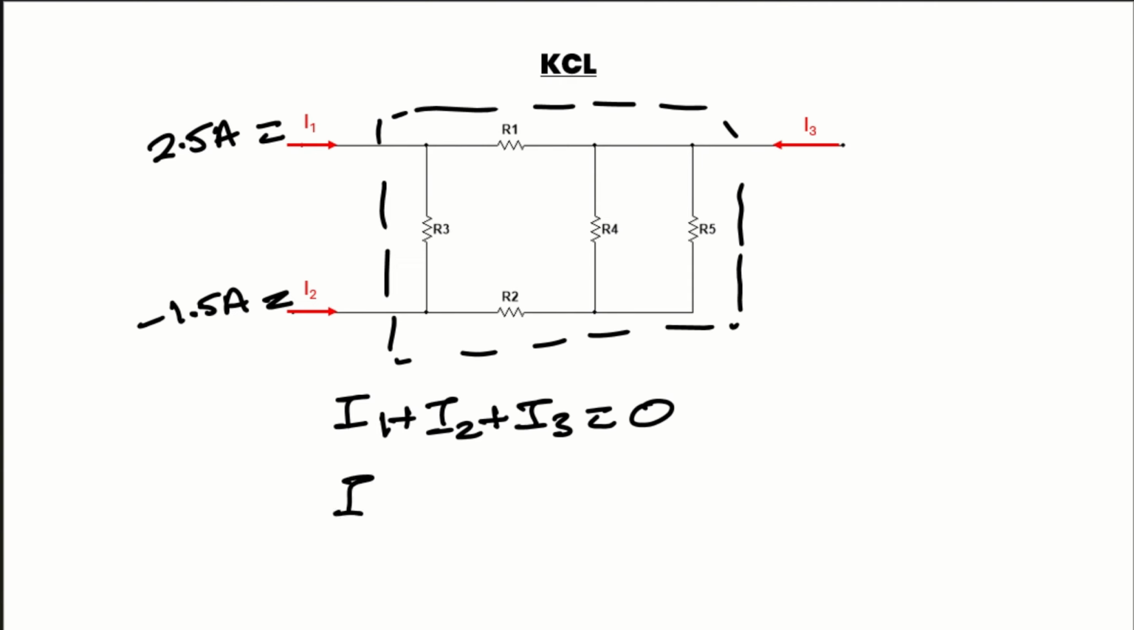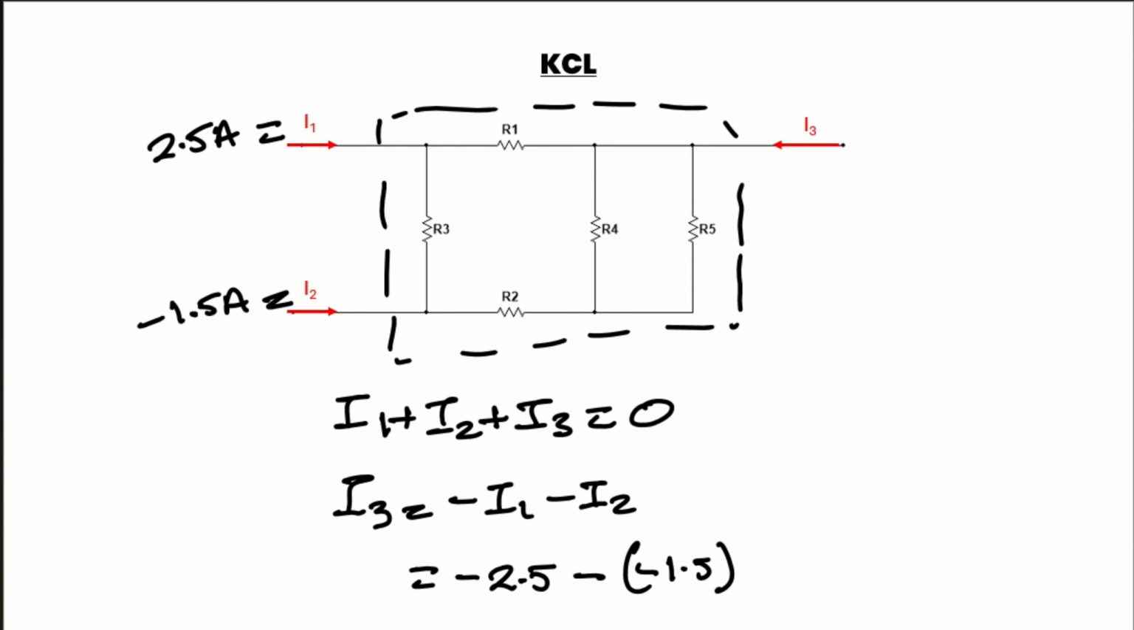According to this equation, I3 will be minus I1 minus I2, so minus 2.5 in place of I1, minus minus 1.5 in place of I2. That will be equal to minus 1 ampere. This minus actually represents the current going from here to here.